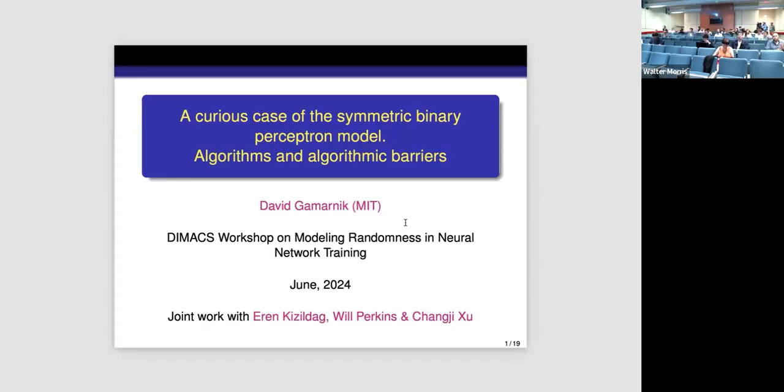We are fortunate to have David Gamarnik from MIT talk to us today about the symmetric binary perceptron. David was scheduled to be here, but unfortunately he's sick. So we are very grateful that he agreed to give a Zoom talk. If you have questions, raise your hand, and I will try to relay them to him. Okay? All right, let's have David speak.